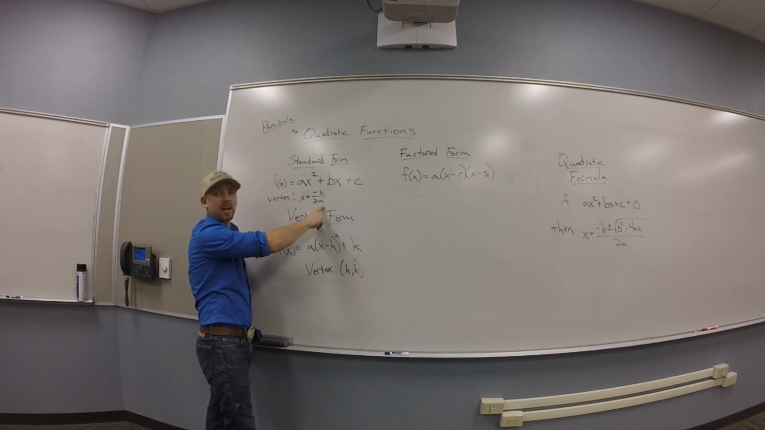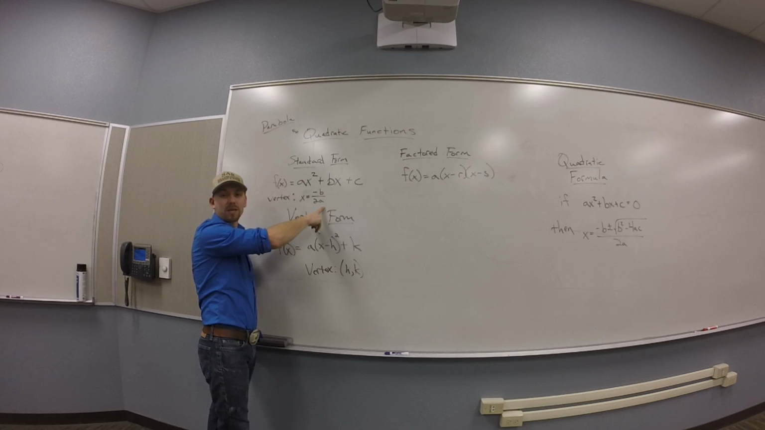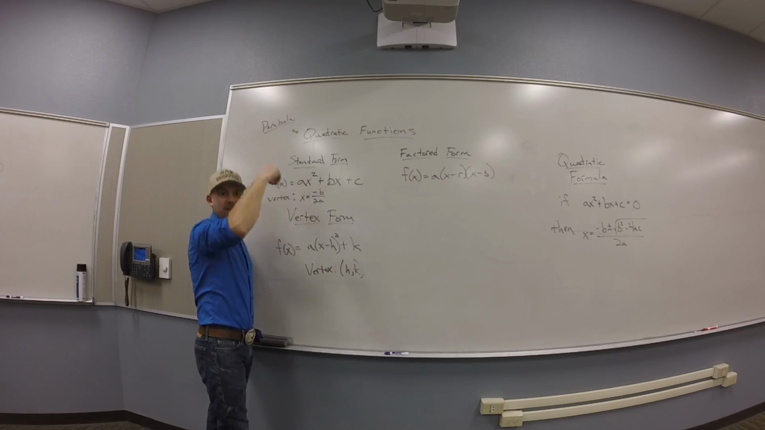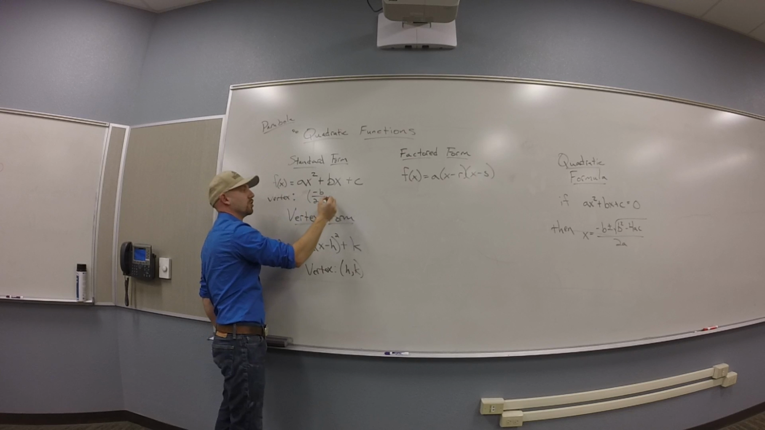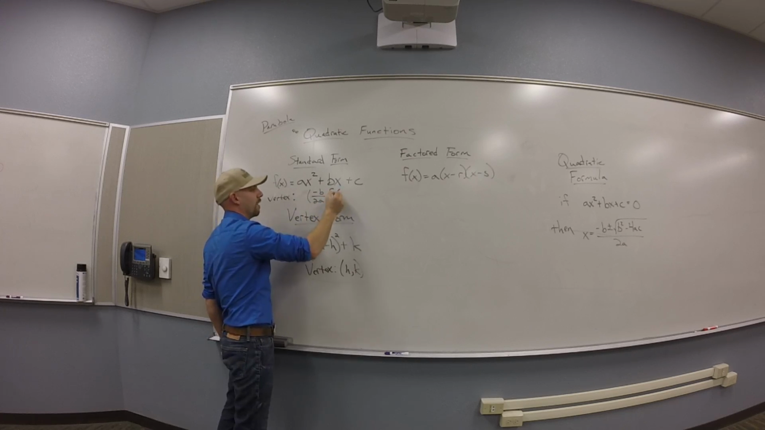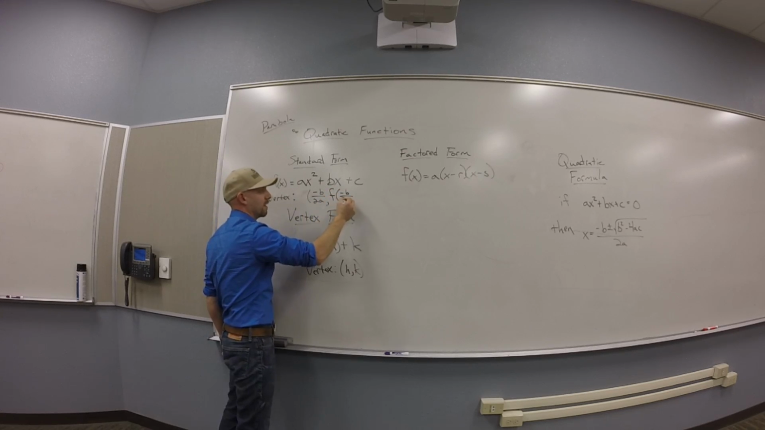On this one, I just have an x value, right? Where do I get the y that goes with that x value? You plug it back into the formula. You got to plug it back in the formula. You guys see that? So the vertex on this guy is at negative b over 2a, comma, f of negative b over 2a.